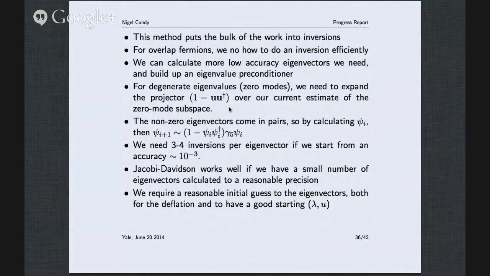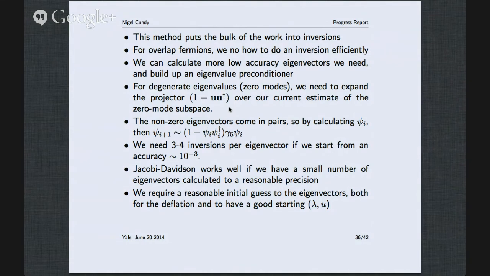So we can calculate more low accuracy eigenvectors than we need to build up a preconditioner. For degenerate eigenvalues, we need to expand the projector of our current estimate. Also, non-zero eigenvectors come in pairs, as I mentioned, so you just need to get one half of those eigenvectors out, and then you've got the other half automatically.